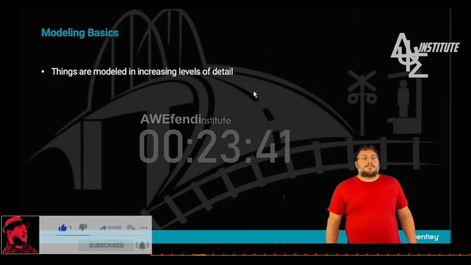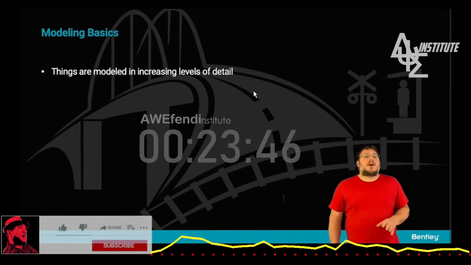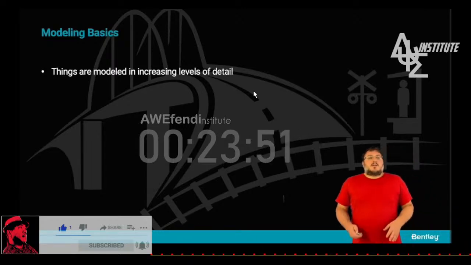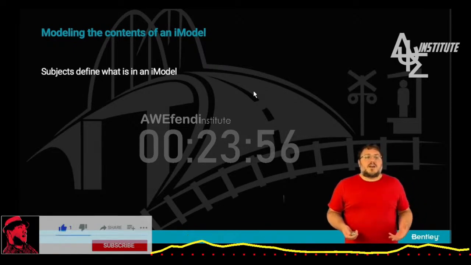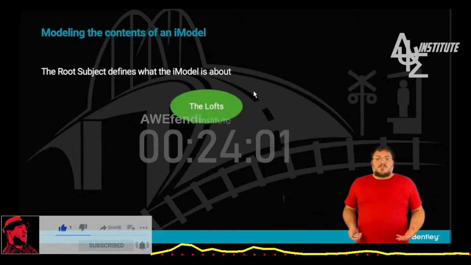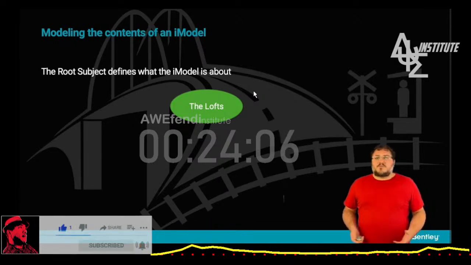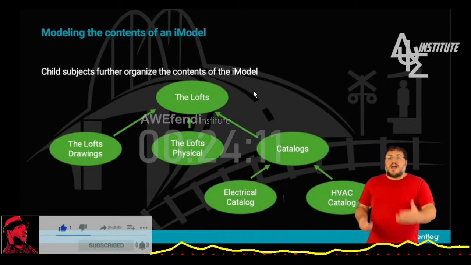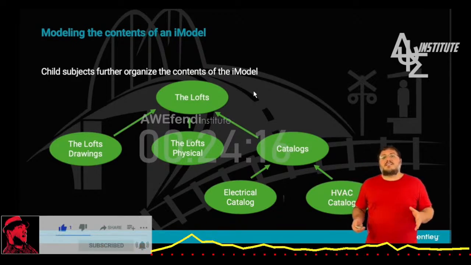Now, I want to talk about one other important way that we do modeling inside of BIS, and that's modeling in increased levels of detail. At the very top of an iModel, we have a subject that defines what's going to be in the iModel. That's called the root subject. This tells you what the iModel is about, and you can think of it as a plain text, one-sentence description of what this iModel is about. And we have child subjects, which are connected via the parent-child relationship, that further organize the contents of the iModel.